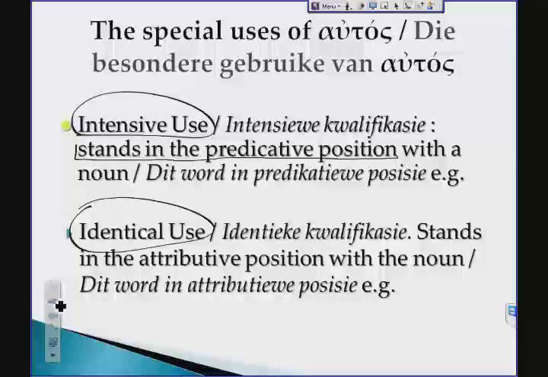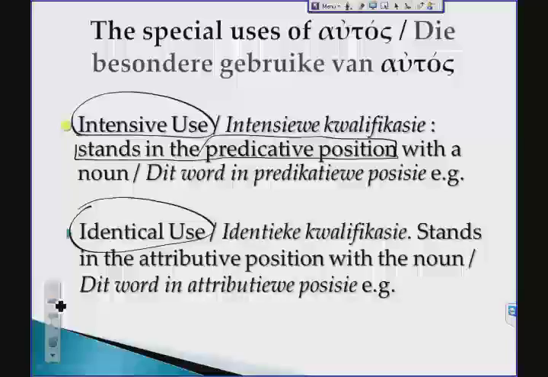Before we get an example, when I talk about the predicative position, your knowledge of the adjectives should help you here. We talked about the attributive and the predicative and the substantive use of an adjective. When we talk about the predicative, what do we mean by a predicative position?